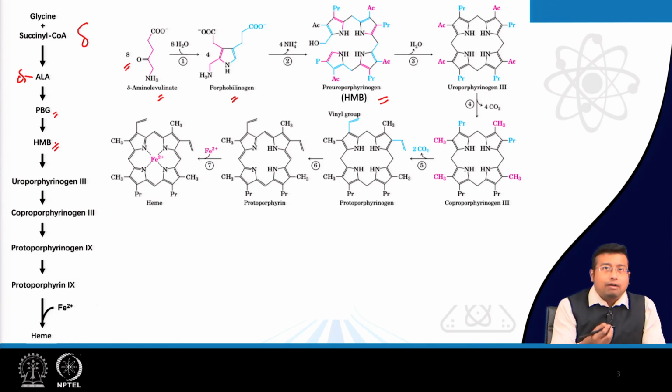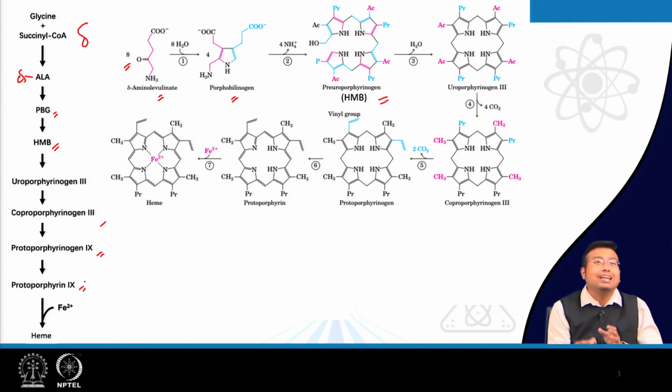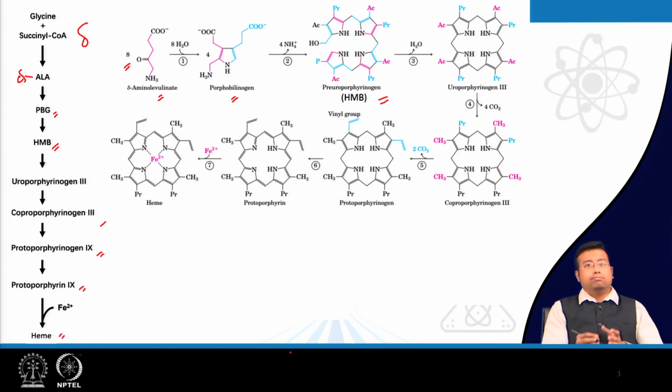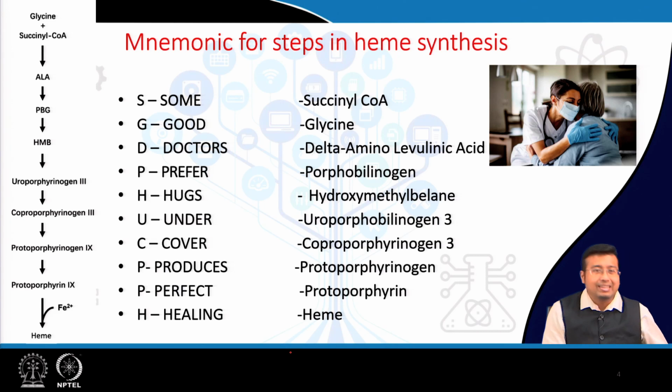hydroxymethylbilane. Thereafter it transforms into uroporphyrinogen 3, which again transforms into coproporphyrinogen 3, then it converts to protoporphyrinogen 9, then to protoporphyrin 9, and finally with the help of iron it converts to heme. Most of you who have already gone through that class, I hope you have easily remembered the steps. If not, this is a very good way to remember it. If you are struggling in remembering, I have got a very good mnemonic for you.